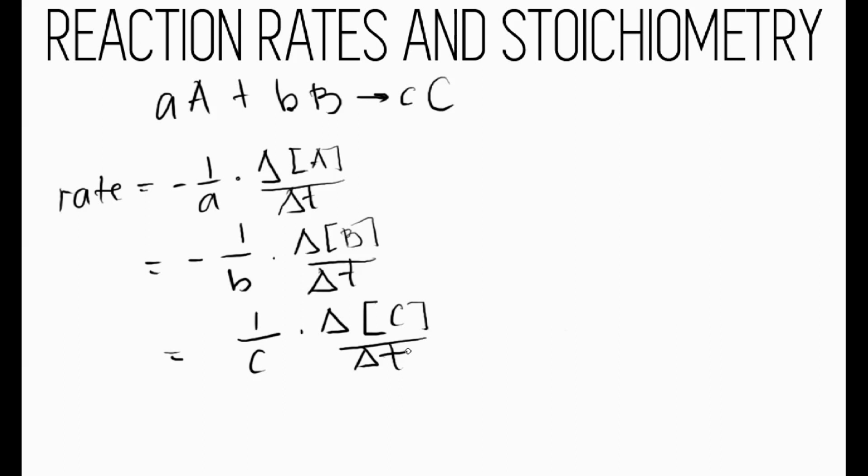Another thing we have to take note of is that the coefficients of the chemical compounds in a chemical reaction also matter, since, as you can see, we multiply the change in the concentration over change in time with the negative reciprocal for the reactant, and the positive reciprocal for the product. Now, let's try some examples.